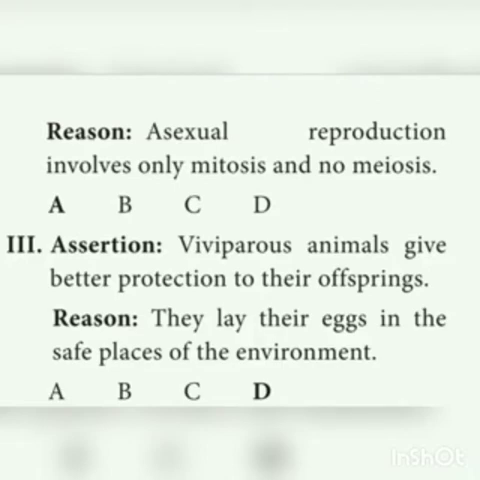And Roman letter third is the assertion: the viviparous animals give better protection to their offsprings. Reason: they lay their eggs in safe places of the environment. No, it's wrong. So both A and R are wrong or false. Viviparous animals give better protection to the offsprings, but they won't lay eggs. They give birth to the young ones. So the option is D.